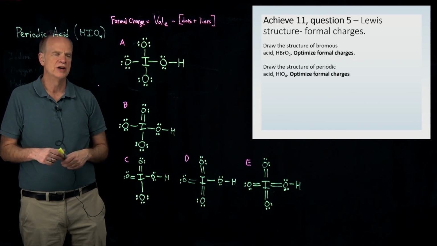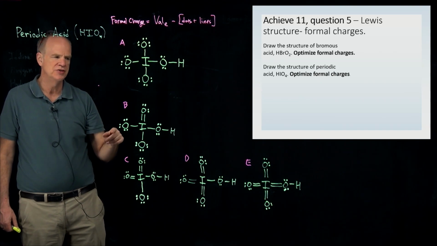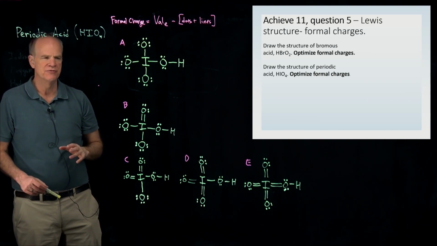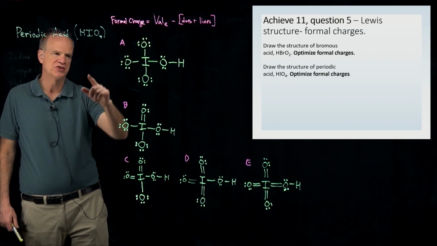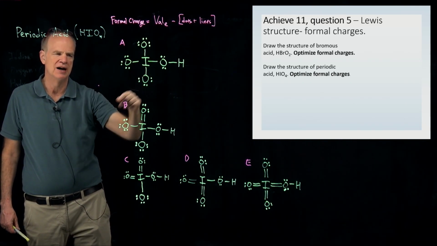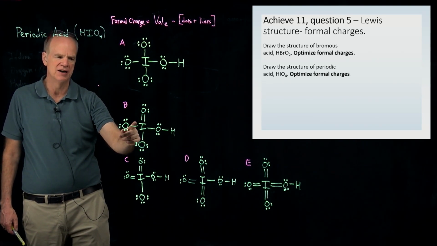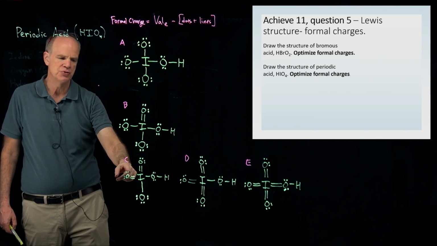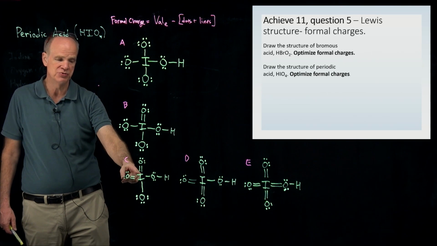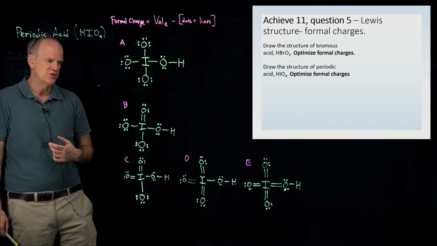Okay, so what I've done is I've drawn out 5 correct Lewis structures, A, B, C, D, E. Let me point out some differences between them. One thing you might notice is that structure A has single bonds between all the atoms. Structure B has mostly single bonds, but with a double bond between oxygen and iodine. Structure C has 2 double bonds between iodine and oxygen. Structure D has 3 double bonds. And structure E has 4 double bonds between iodine and oxygen.